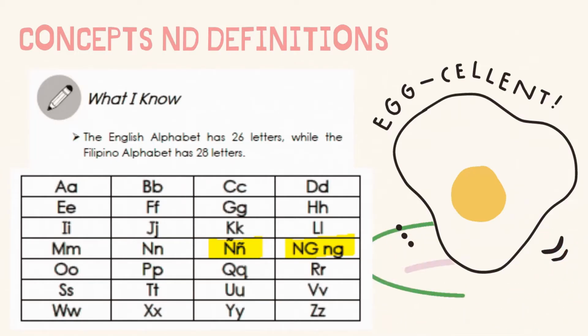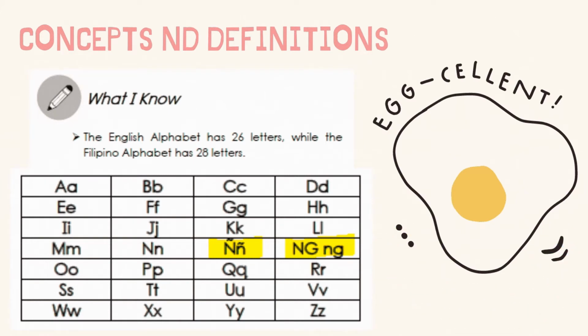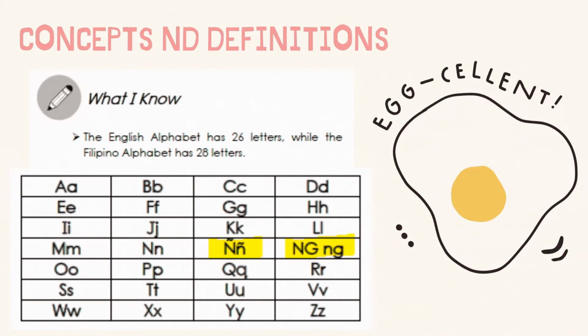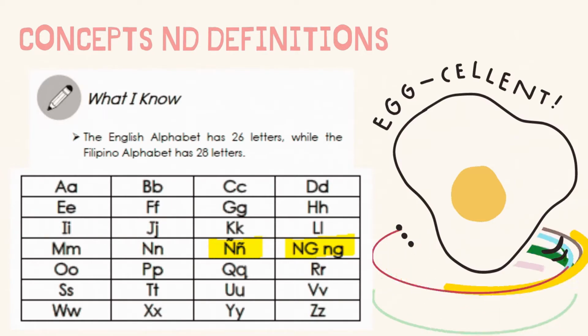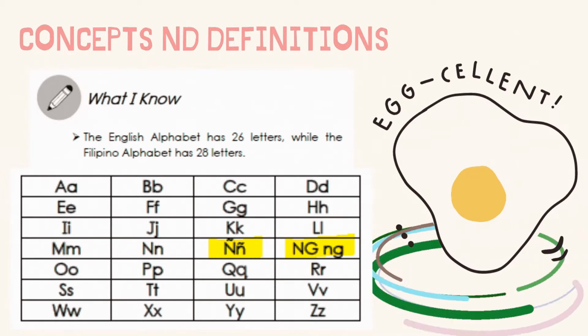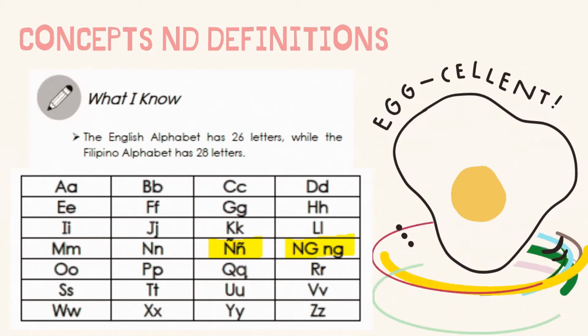For the concepts and definitions, we can read in the What I Know section that the English alphabet has 26 letters, while the Filipino alphabet has 28 letters. We can see in the table the Filipino alphabet from A to Z. If you are going to count it off, it is composed of 28 letters. In English, there are only 26 letters because it doesn't have the letters Nye and Ng. While in Filipino, there are 28 letters because of Nye and Ng.